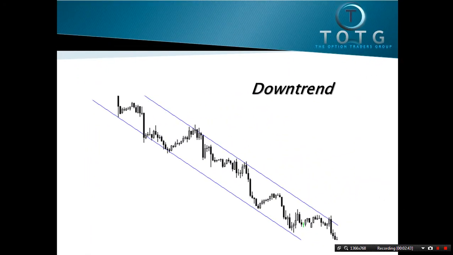On the other side of the coin, you got the downtrend. Again, it is a support and resistance channel moving in a downward fashion and is making lower lows and lower highs. As you can see, lower low, lower high, lower low, and lower highs. So you got a downward trending market here.